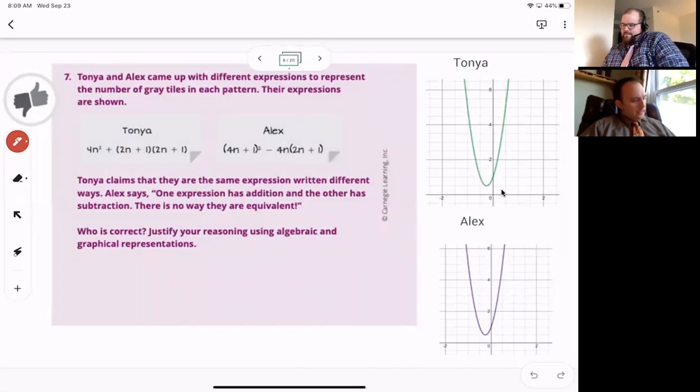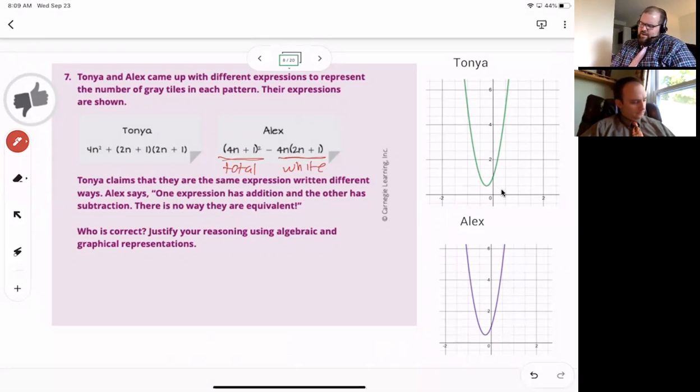Now we've got it right. Tanya and Alex came up with different expressions to represent the number of gray tiles in each pattern. Their expressions are shown. Neither of those is what we did. I noticed that this is the pattern that we said for the total. And 4n times 2n plus 1 is the pattern that we said for the white tiles. Oh, that's true. So total minus white, so that's the gray. That makes sense.